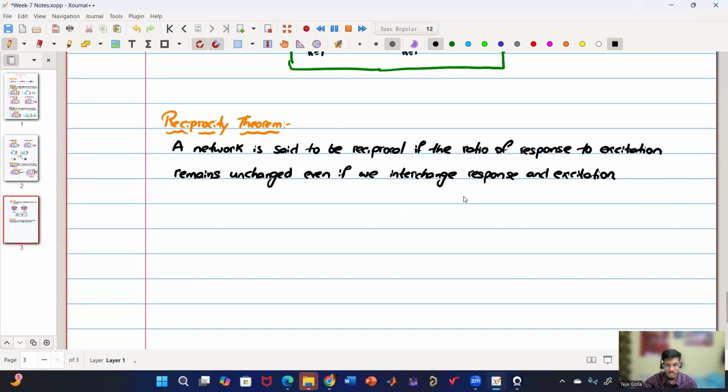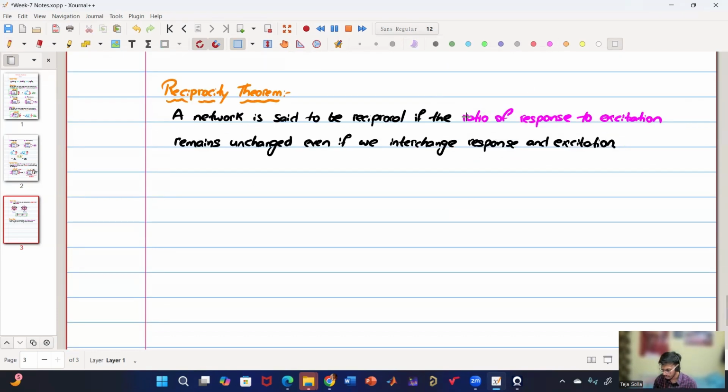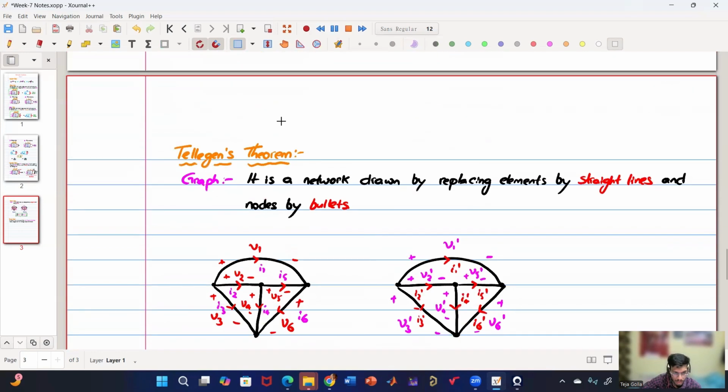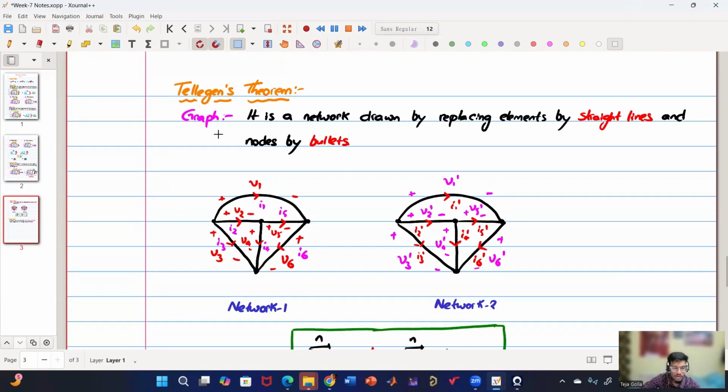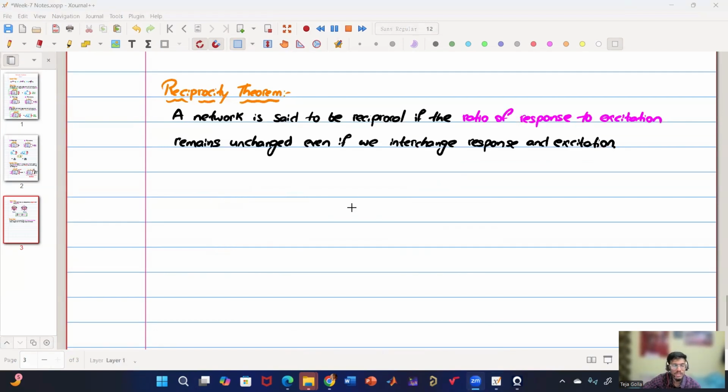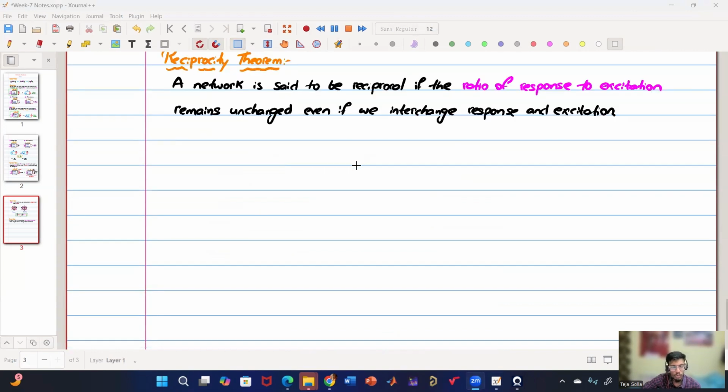Okay, we'll get into this. But the important thing that one should notice is response and excitation and the ratio of response and excitation. In the previous theorem, we learned something called graph, which we'll discuss in detail in the upcoming classes. Similarly, here we'll discuss something called two-port network, which we'll also discuss in detail in the upcoming weeks. But what is a two-port network?